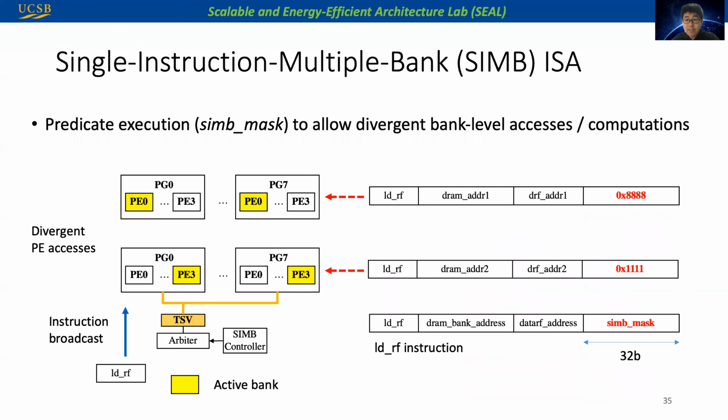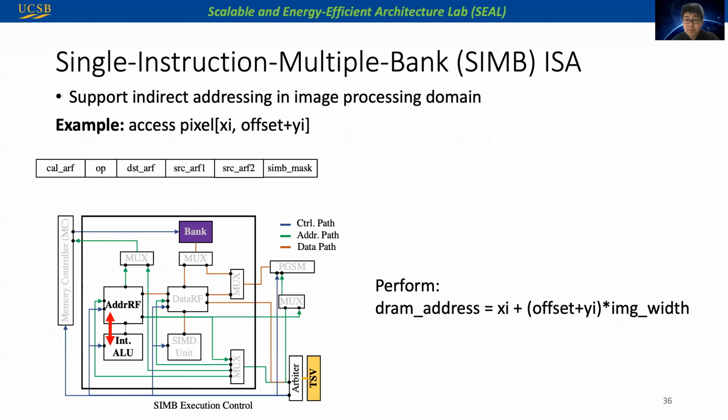To allow divergent access behaviors among each PE, we adopt predicate execution mechanism and add a field called SIMD mask. Here, we assume each instruction can control at most 32 banks, so the SIMD mask is a 32-bit vector. The example shows how to access only the first or the last PE within each PG by configuring different SIMD mask values.